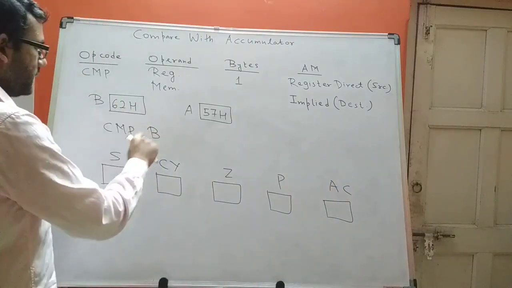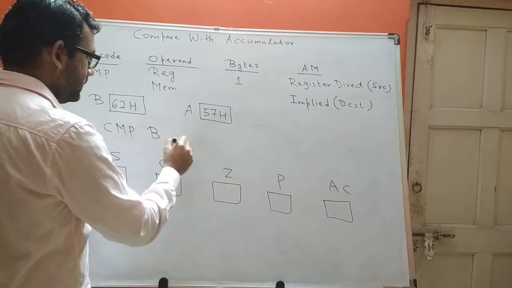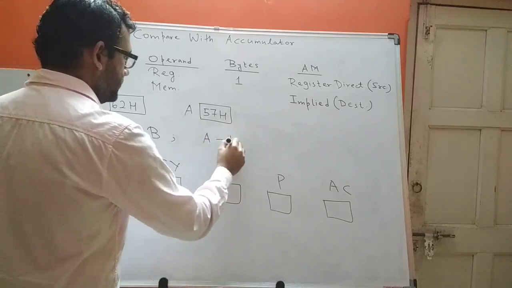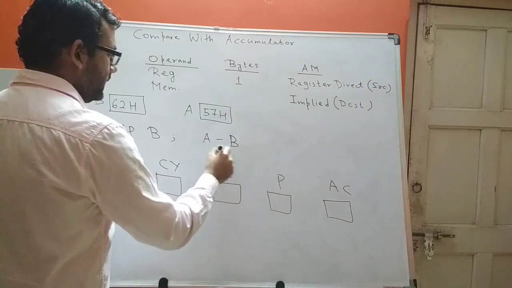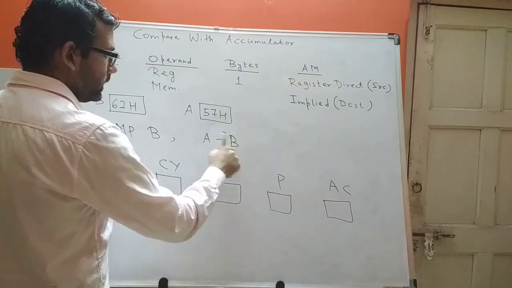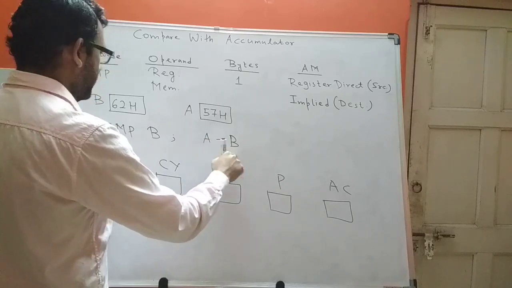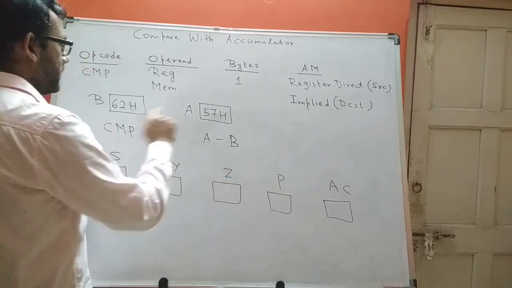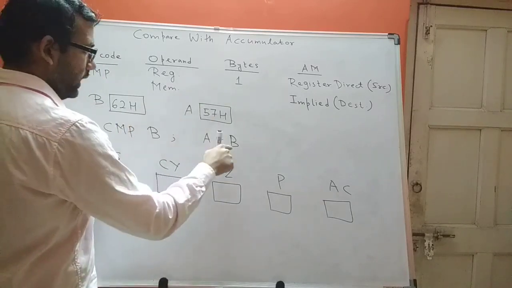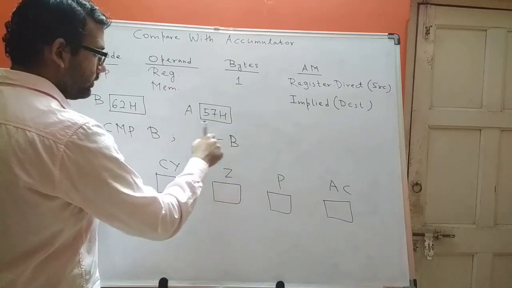So let's see. Now see, I'm doing CMP B. What does CMP B signify? CMP B signifies A minus B. Now obviously, if I'm performing A minus B, or if I'm doing a comparison in this way, I have to see which is larger. Now out of B and A, B is larger, so I'm subtracting a larger number from a smaller number.